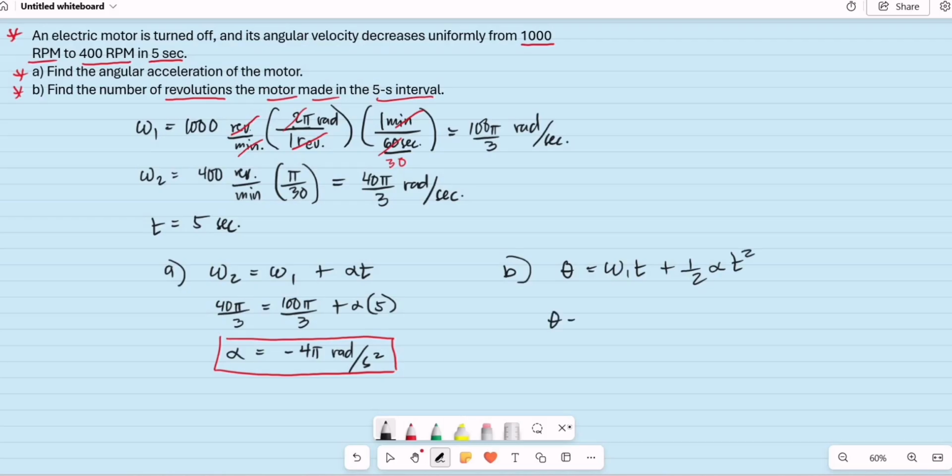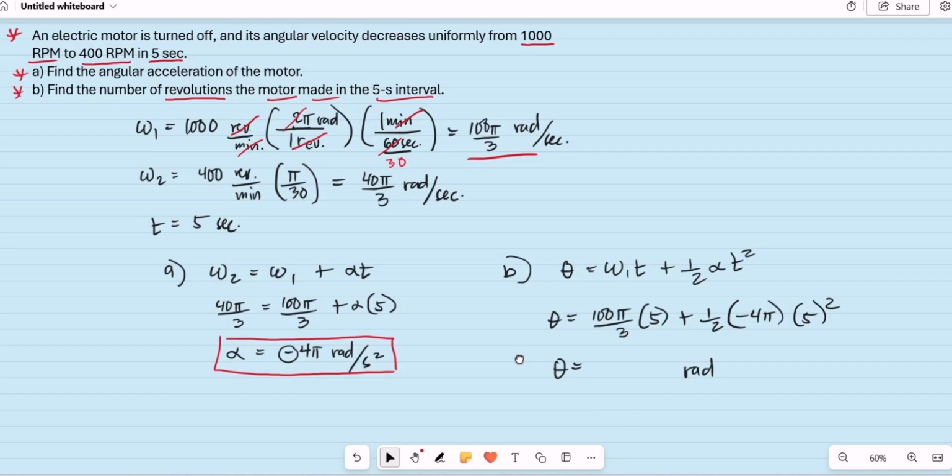So we have theta equal to, what is our initial angular velocity? That is 100 pi divided by 3 for a period of 5 seconds. And then plus 1/2. Take note, this is a deceleration, so this should be negative. We have negative 4 pi multiplied by the time, that is 5 squared. So this should be the value of theta. But again, if you observe the units, this is in terms of radians.